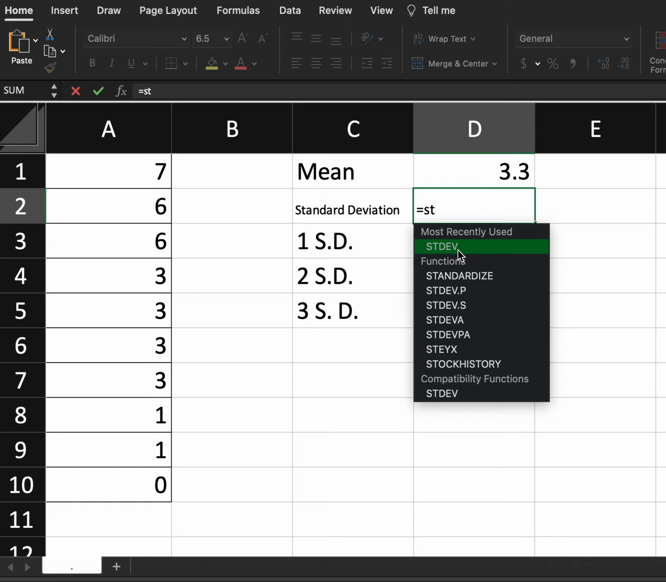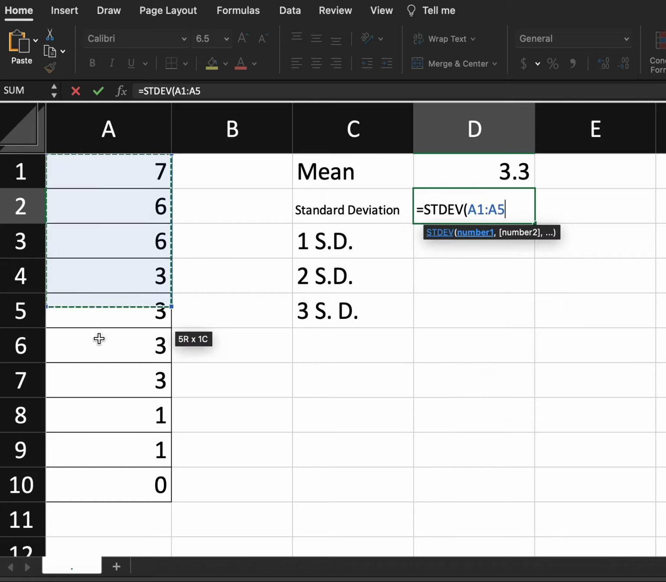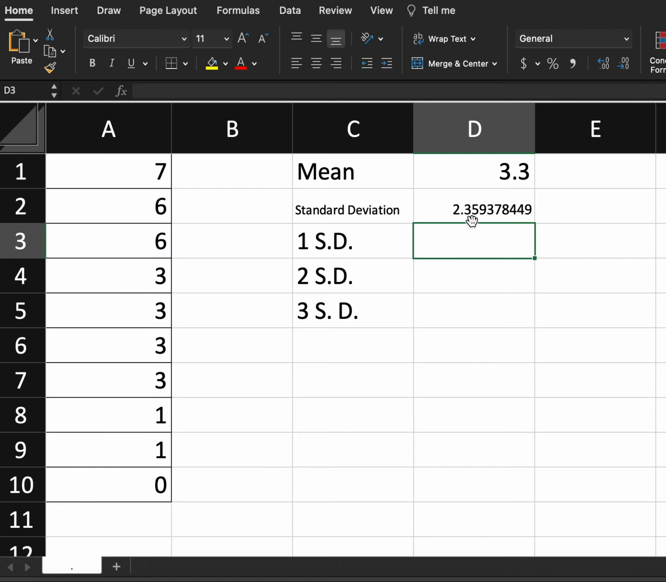Standard deviation, similar process: hit the equal sign, start typing standard deviation. You see stdev, so we want to select that, and then we highlight the data, hit enter. There's the standard deviation. Okay, so how do we find the frequency within 1 standard deviation?